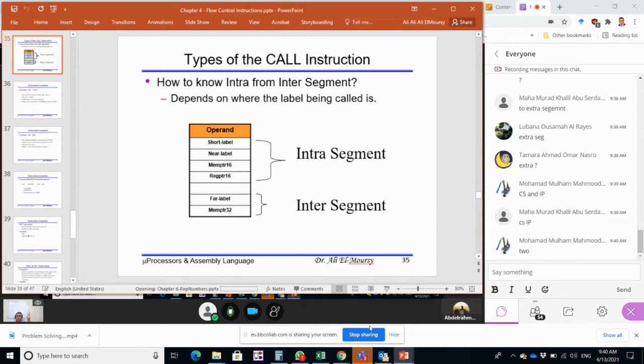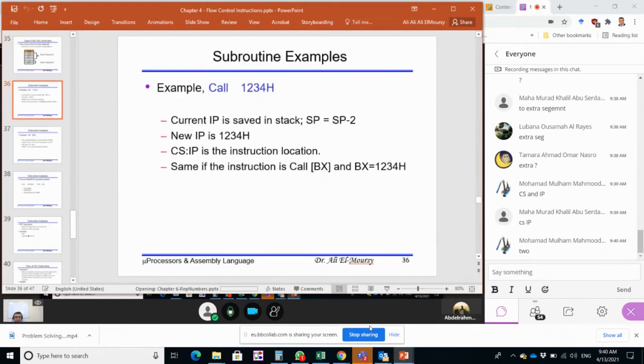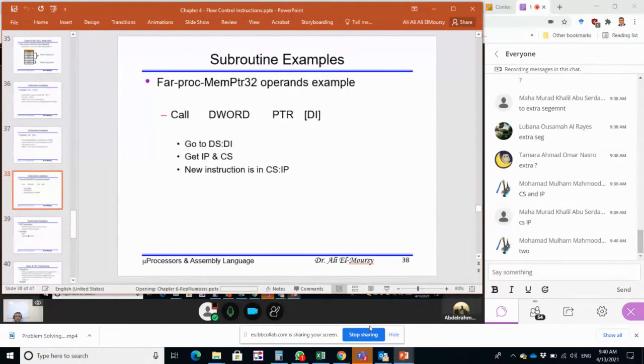I have to do two pushes. I need to push the IP address and I wanted to push the CS value. So two pushes are being done in the far jump. Okay, this is an example of an indirect or a memory addressing mode call.